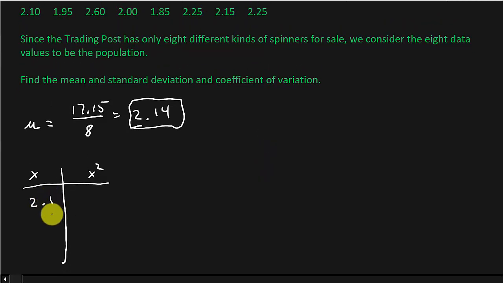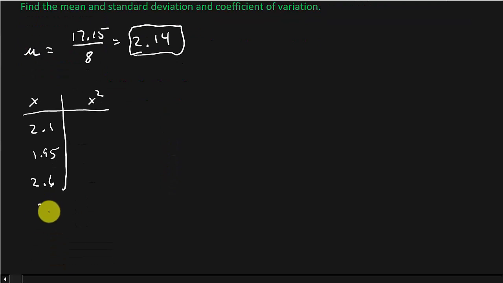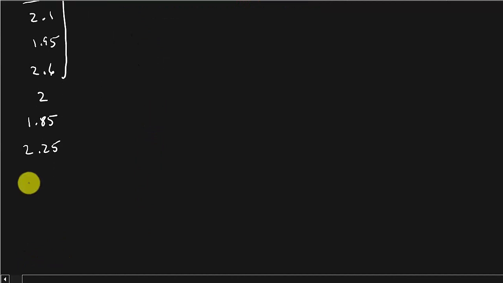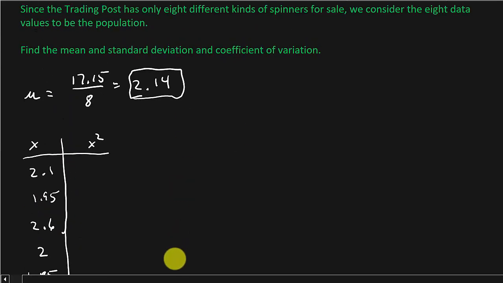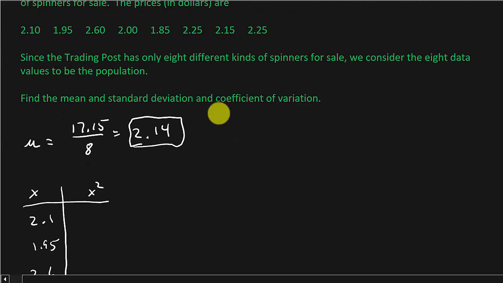2.1, 1.9. And I know here I put 2.1. That's the same thing as 2.10. 2.62. And then we have 1.85, 2.25, 2.15, and 2.25. So I just took each one of these values here and wrote them down.